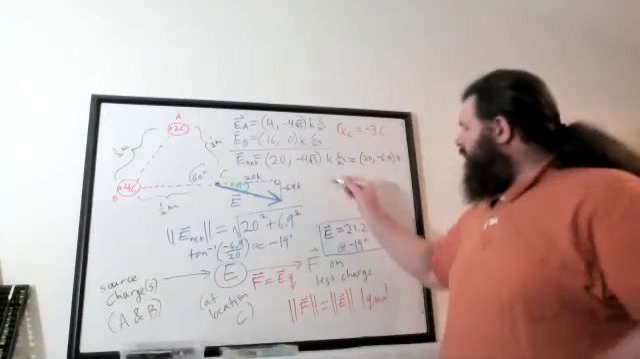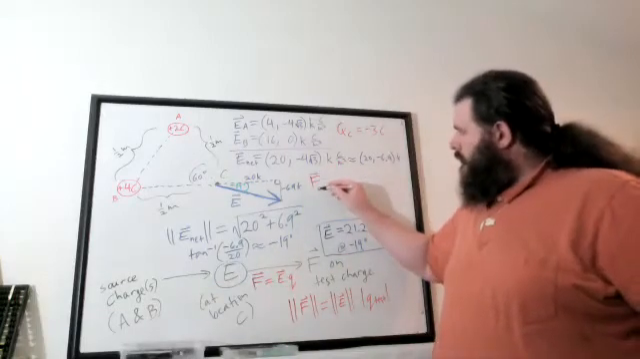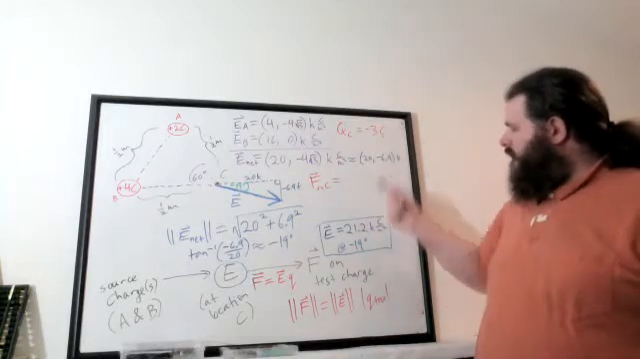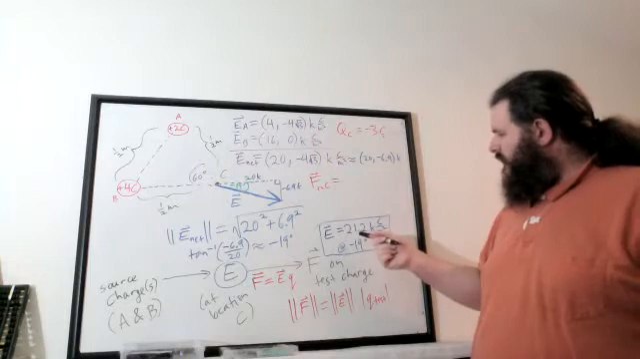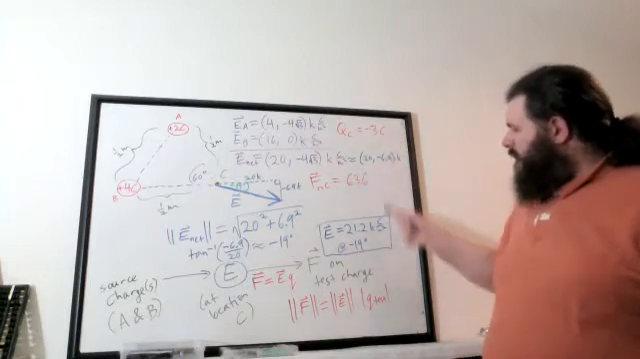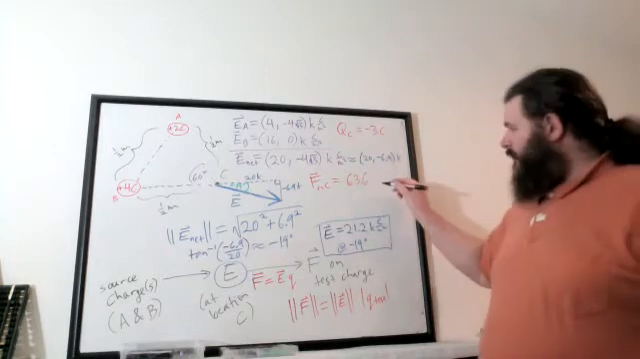So the force on C is going to be 21.2 times 3. That'll be 63.6. And coulombs makes this coulombs squared instead of just coulombs.